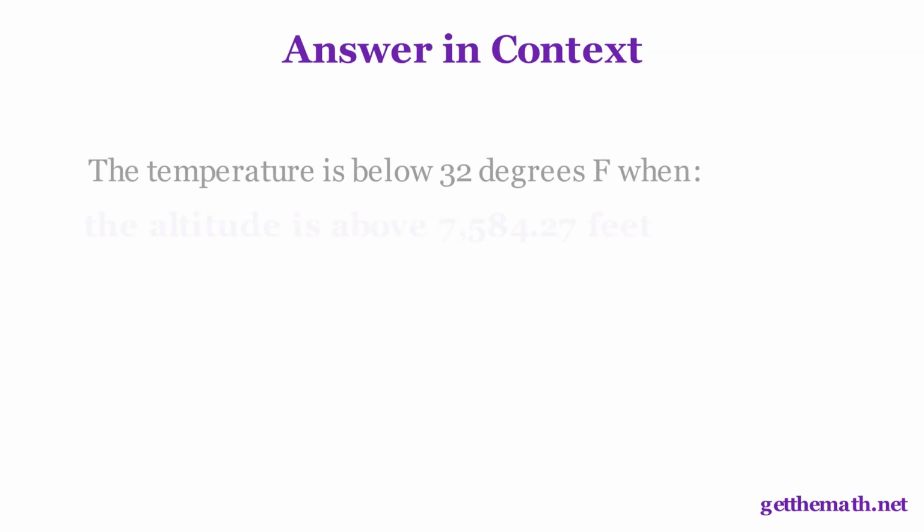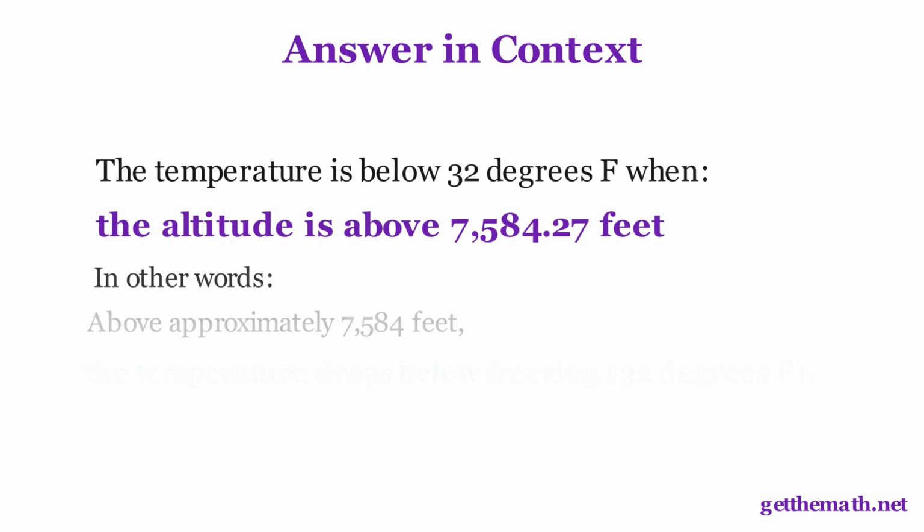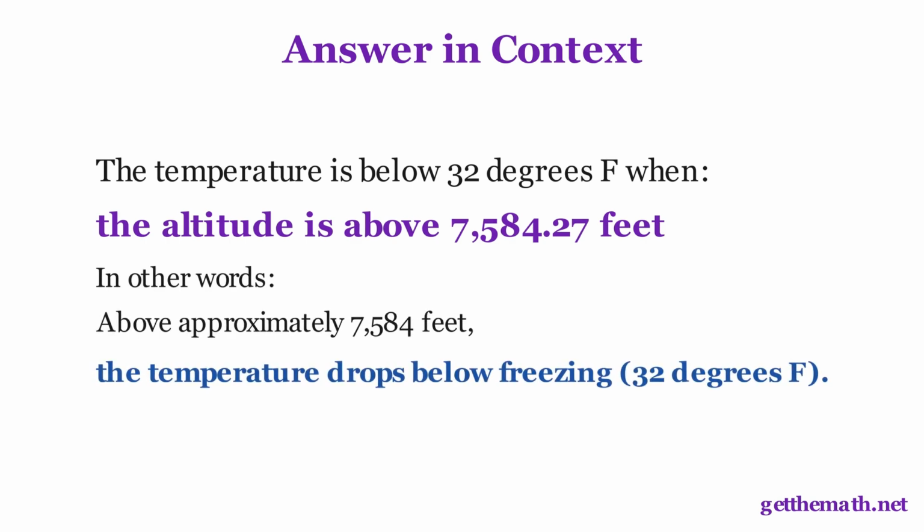Let's put the answer back in context. The temperature is below 32 degrees Fahrenheit when the altitude is greater than 7,584.27 feet. In other words, above approximately 7,584 feet, the temperature drops below freezing.